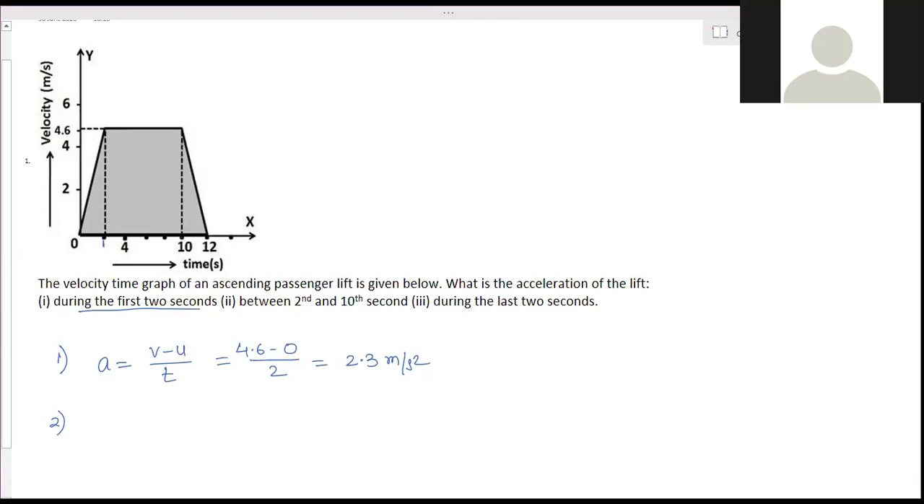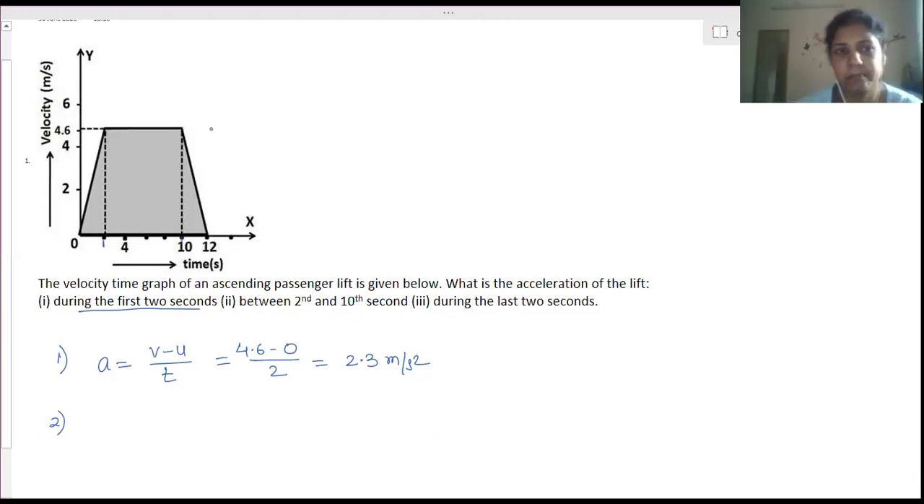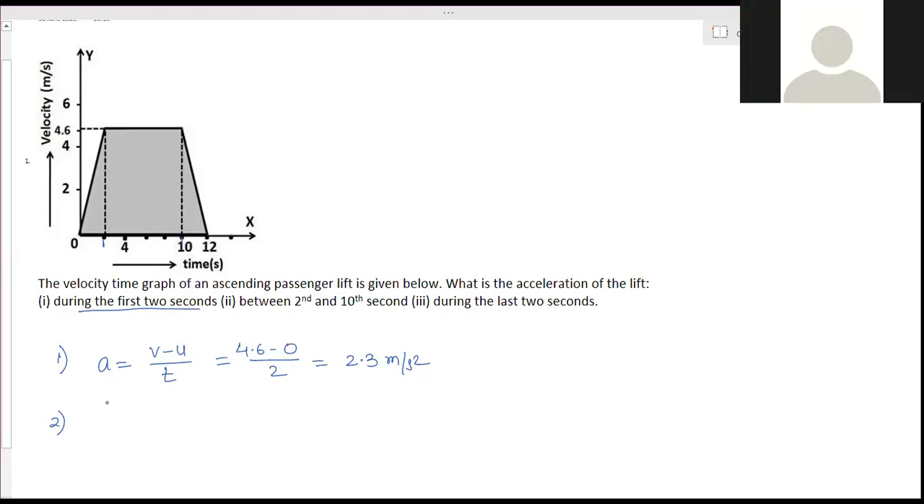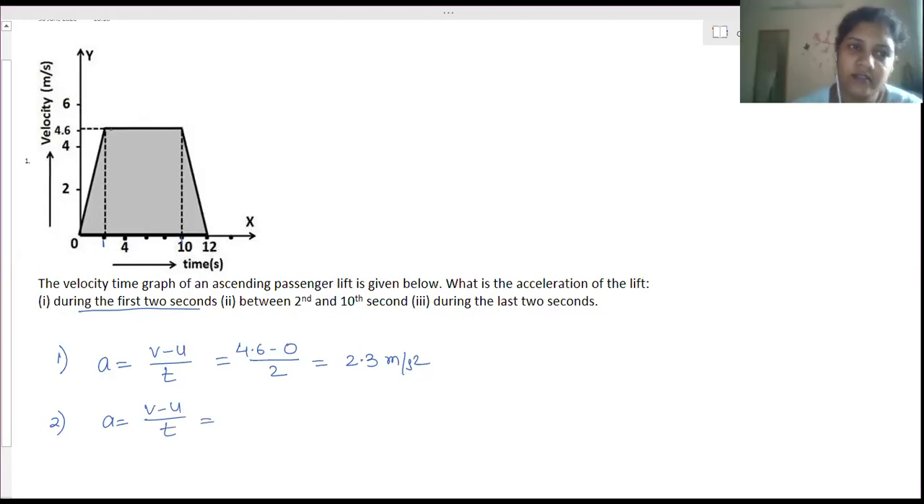Between 2 to 10 seconds, the initial velocity is 4.6 and the final velocity is also 4.6. So the acceleration is 0 meter per second square. Yes, it is a straight line parallel to the time axis, so obviously the acceleration is 0 because the motion is uniform.